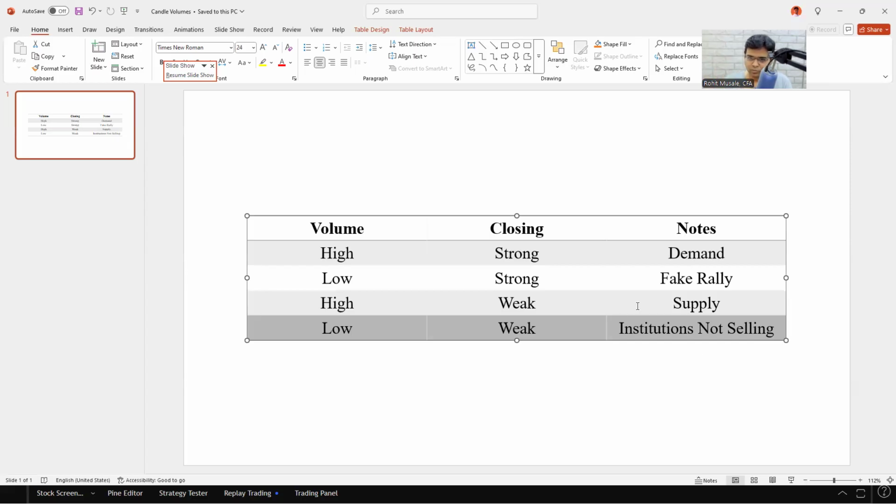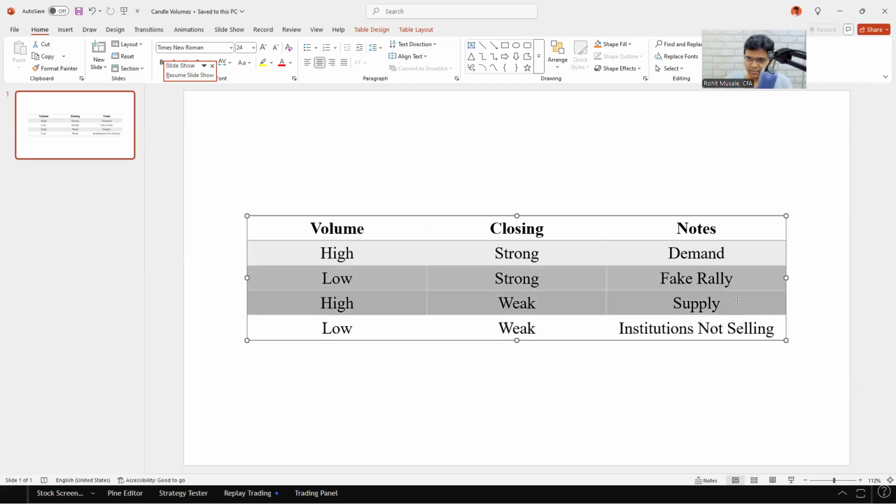If it is low volume, strong closing, then that's probably a fake rally inside the base. We don't want this type of candle inside the base. If there is high volume, weak closing, then there is supply. We don't want this type of candle inside the base either. So these two types of candles in the base, the lesser the better.